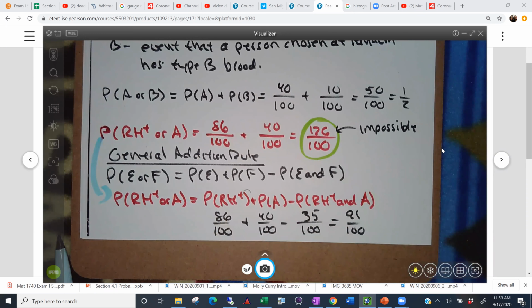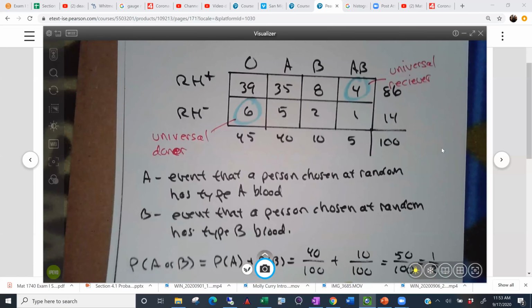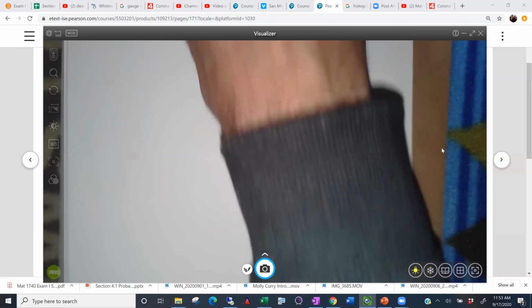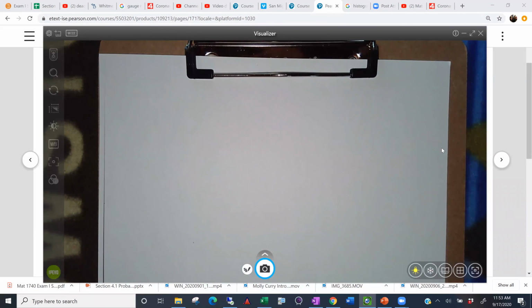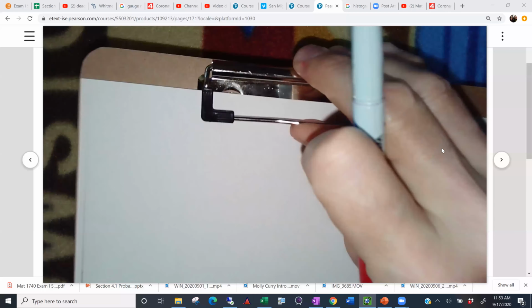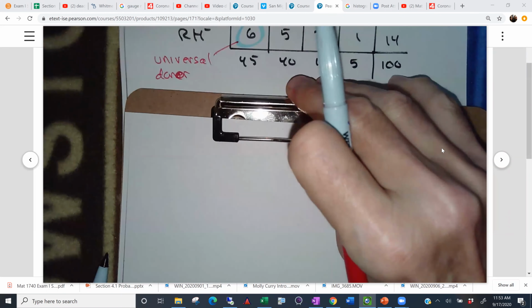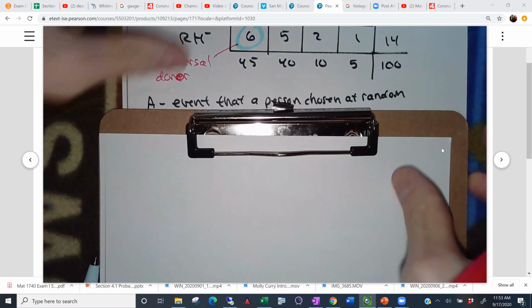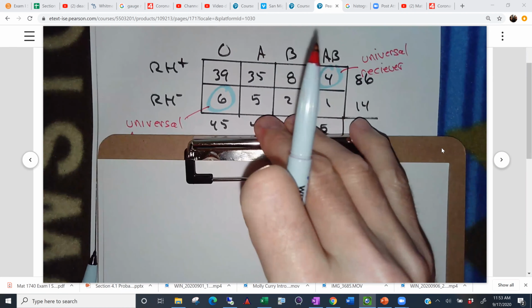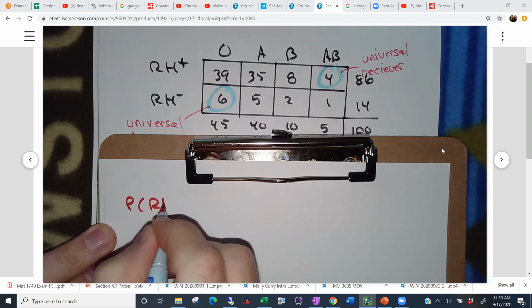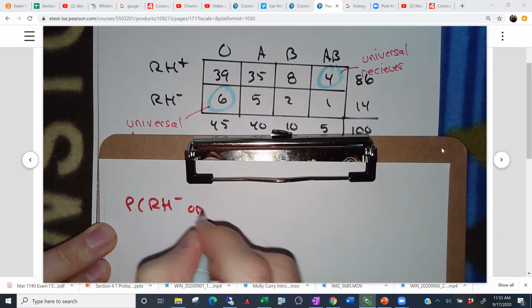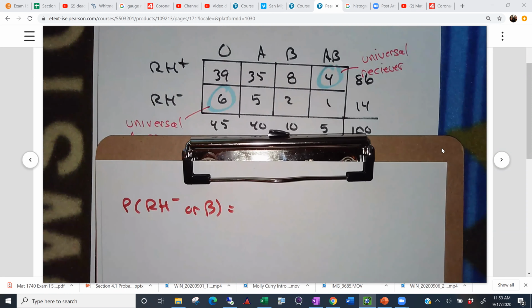Let's stick with it for one more example. So we'll use that same data set, answer one more question like it. Let's see if I can get things all on the same screen. Close enough. Let's try and find the probability, for example, of RH negative or B. So another compound event, another application of the addition rule.